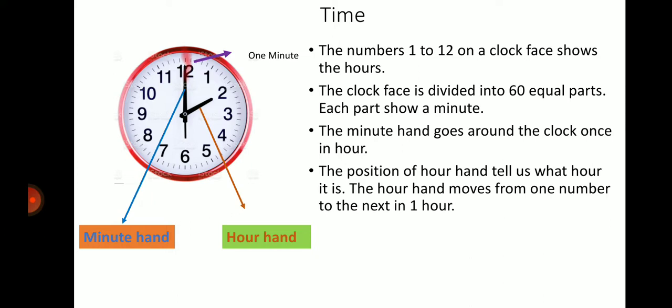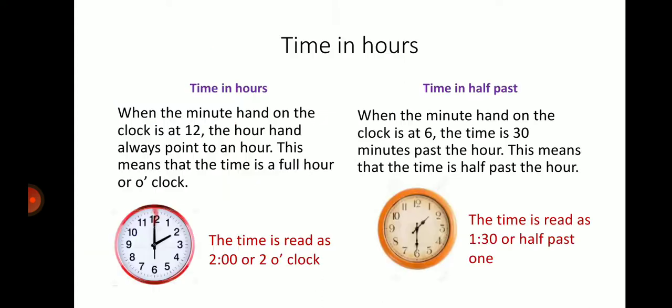The minute hand goes round the clock once in 1 hour, and the position of the hour hand tells us what hour it is. Which one is the hour hand? The hand which is a bit shorter is the hour hand, and the hand which is longer than the hour hand is the minute hand. The hour hand moves from one number to the next in 1 hour.